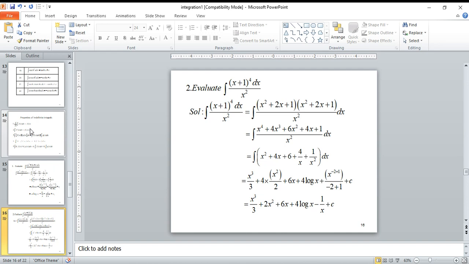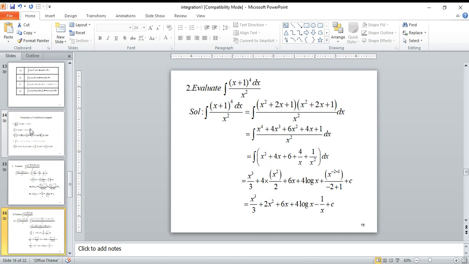Multiply the numerator terms. x square into x square is x power 4. x square into 2x is 2x cube, and 2x into x square is 2x cube, that is 4x cube. x square into 1, x square into 1, and 2x into 2x is 4x square, so 4x square plus 2x square is totally 6x square.